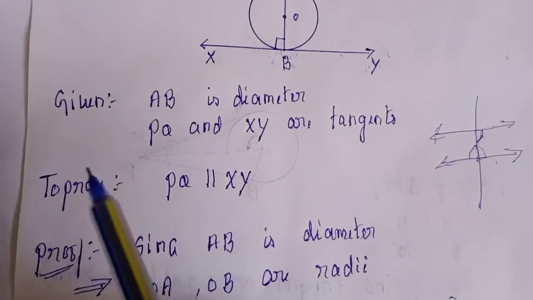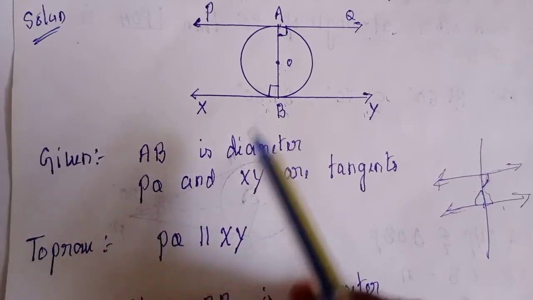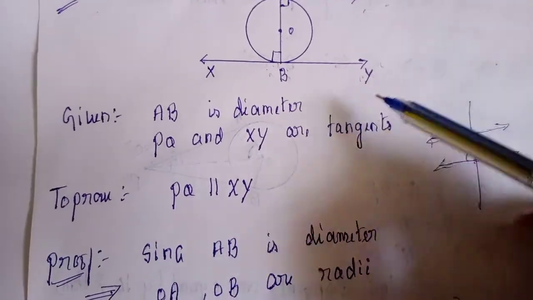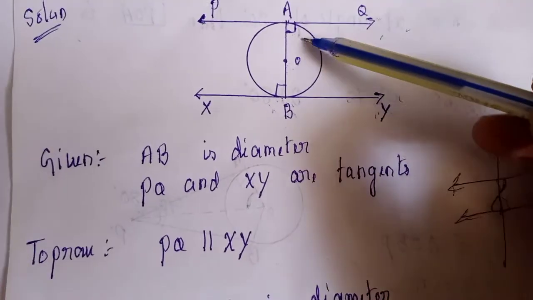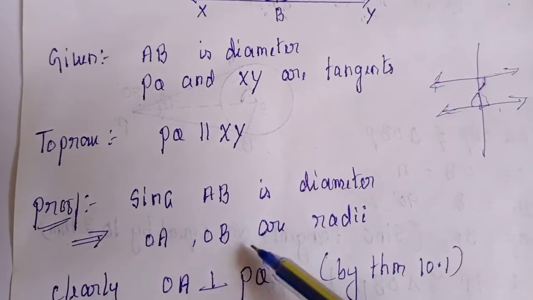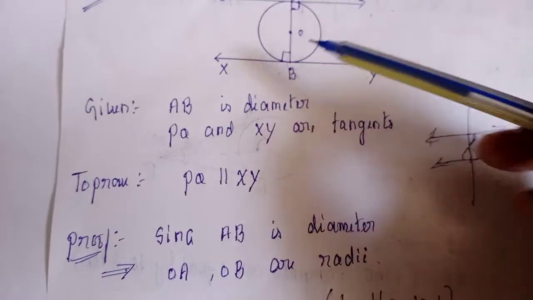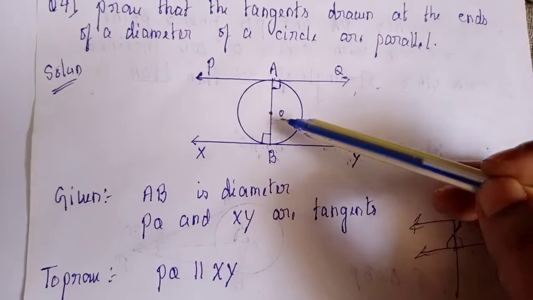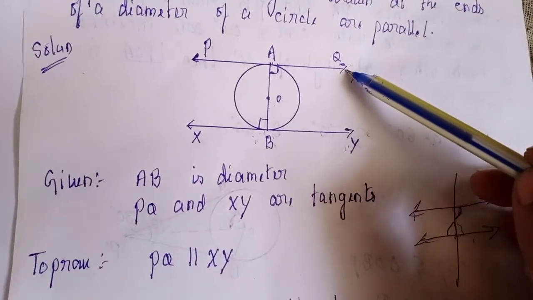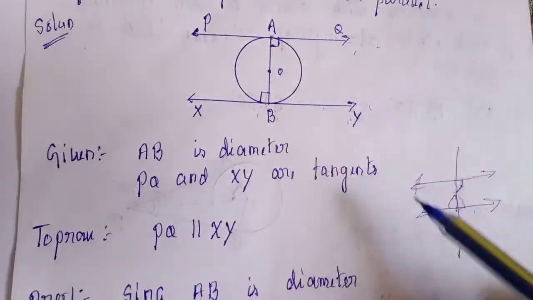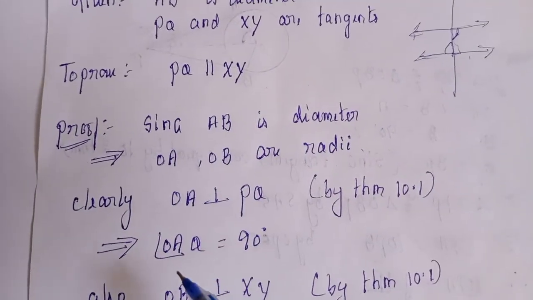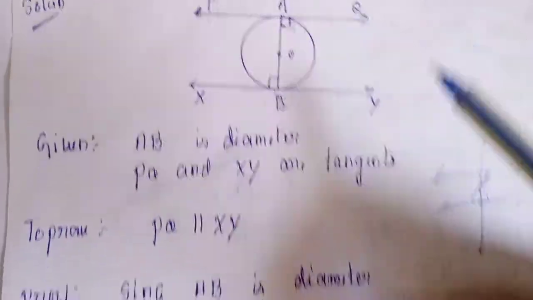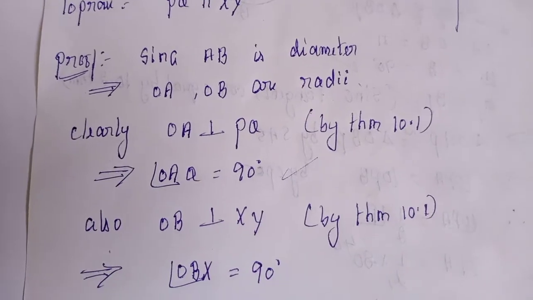So here I have written: given AB is the diameter, PQ and XY are tangents. I have to prove that tangent PQ is parallel to tangent XY. Since AB is a diameter, OA and OB should be radii. And clearly OA is perpendicular to PQ. Why? Because the radius is perpendicular to the tangent at the point of contact. So can I tell that clearly angle OAQ is 90? Yes, OAQ is 90. So I got one angle as 90.